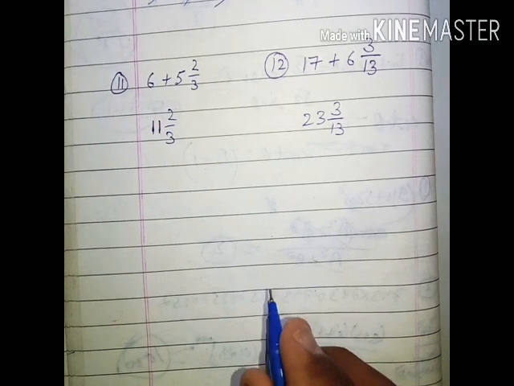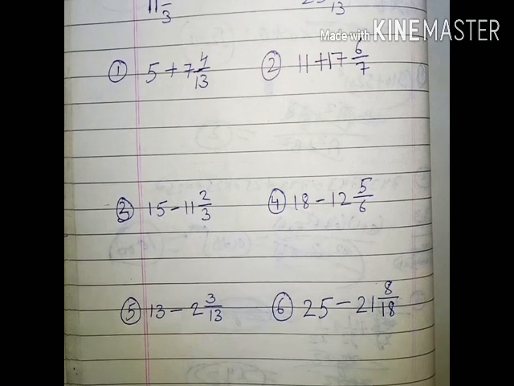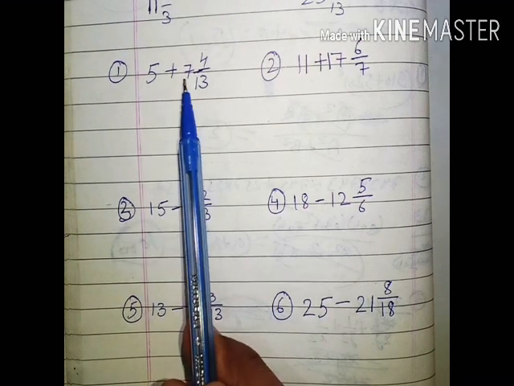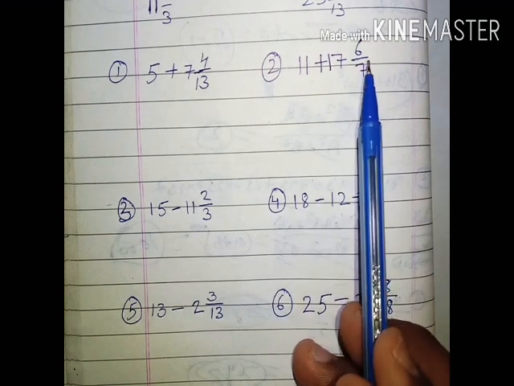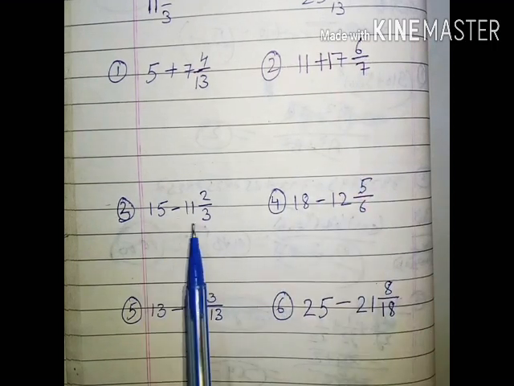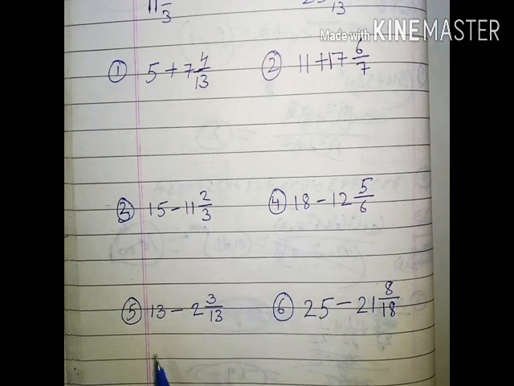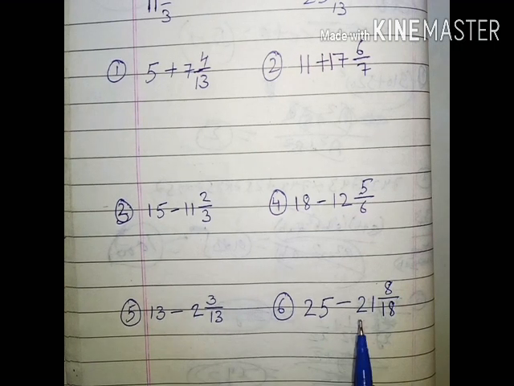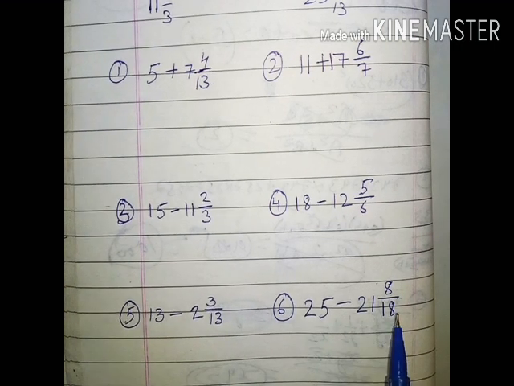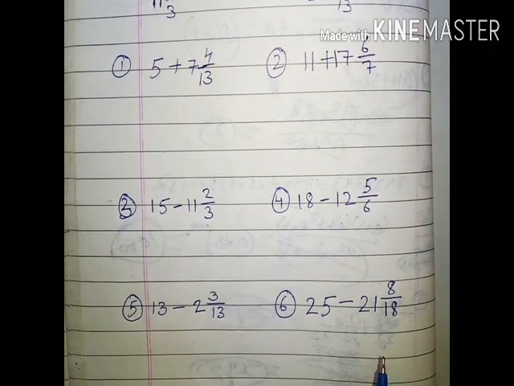Now we are giving you some homework questions. 6 questions are for you. 5 plus 7 4 by 13. 11 plus 17 6 by 7. 15 minus 11 2 by 3. 18 minus 12 5 by 6. 13 minus 2 3 by 13. 25 minus 21 8 by 18. Hope you will try these questions.